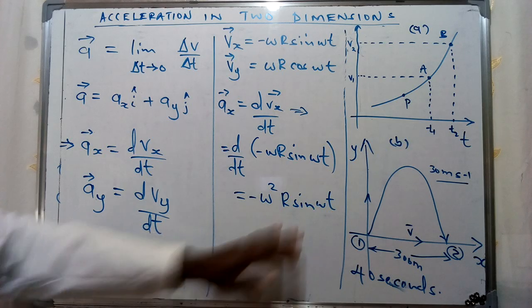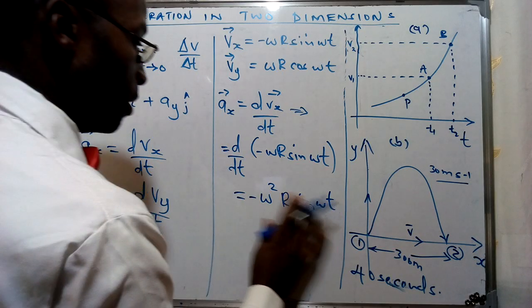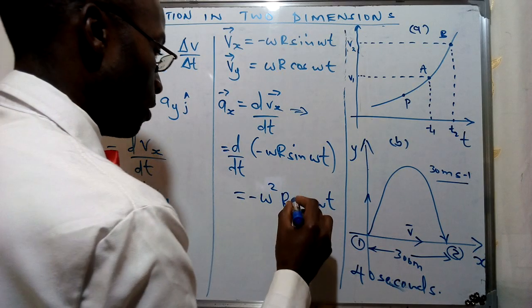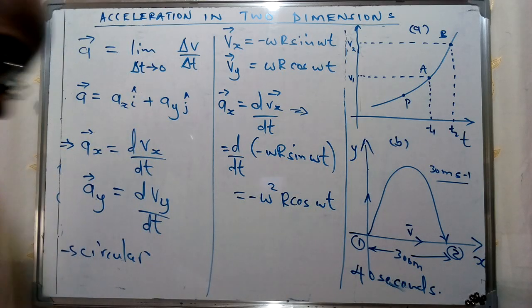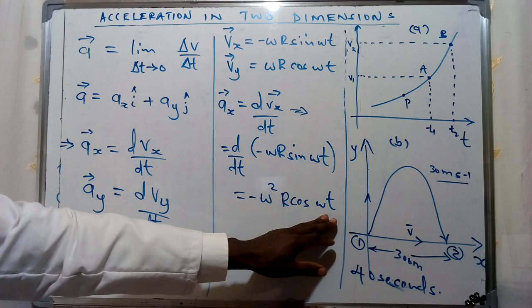So this with respect to x is going to be forming a cosine function. The derivative of the sine function is going to be given as a cosine function, whereby we're going to have a negative omega r, the cosine of omega t.